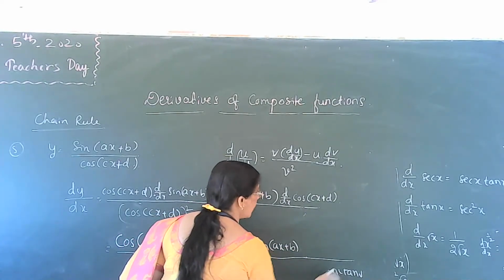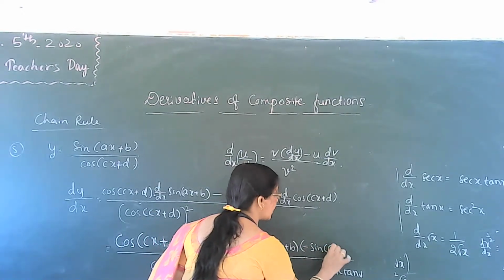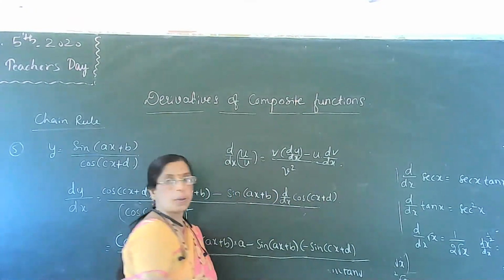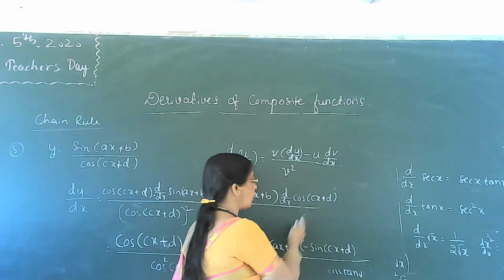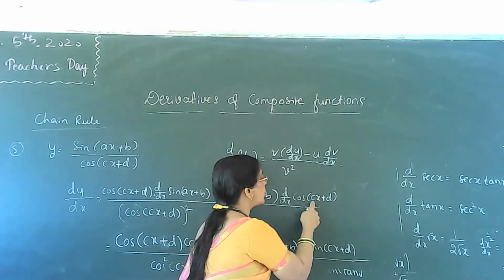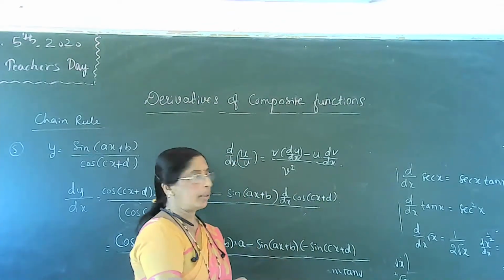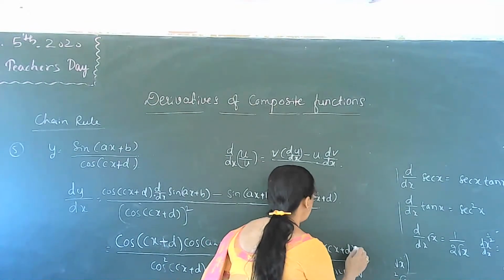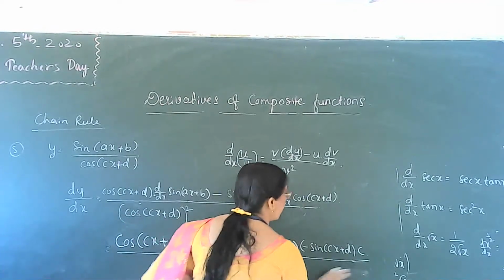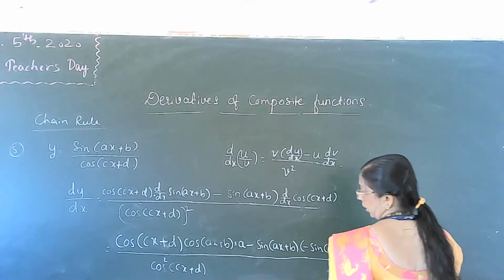and the derivative of cos of cx plus d is minus sin of cx plus d into the derivative of cx plus d. It's a composite function. Cos of cx plus d. The derivative of cx plus d: for cx the derivative is c, and for d the derivative is 0. Therefore into c.